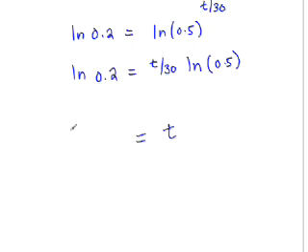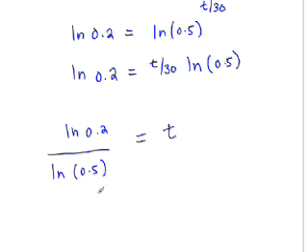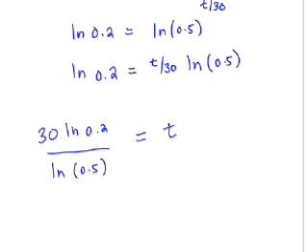So again, we're going to take the natural log of 0.2. We're going to divide both sides by the natural log of 0.5, so that would give us the natural log of 0.5 in the denominator. And we're going to multiply both sides of the equation by 30, which would cause us to multiply the numerator of this fraction by 30.